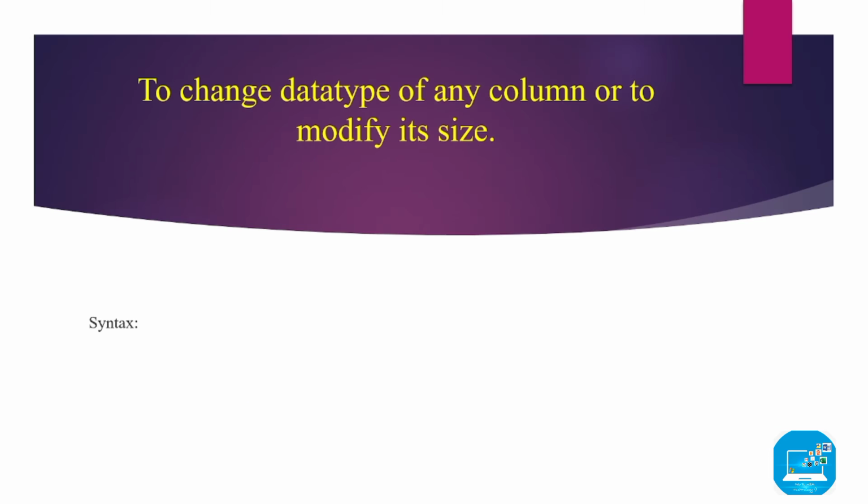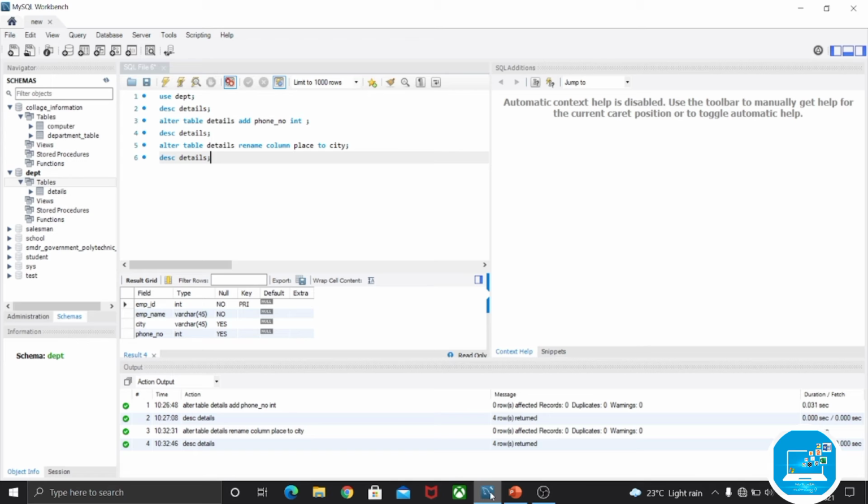Next is to change the data type of any column or to modify its size. You can also change the data type of any column using this syntax: alter table, table name, modify column, column name and data type. So now let's do it practically. Here I want to change the employee name data type from varchar into text.